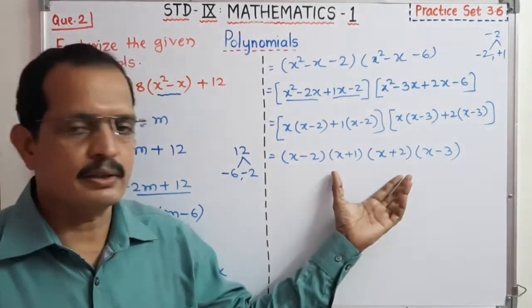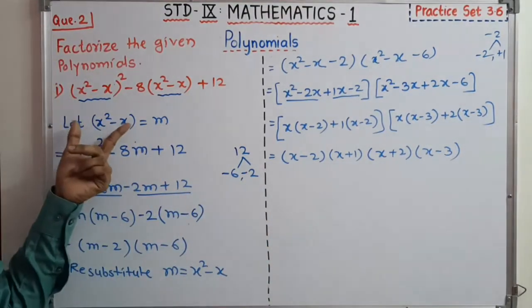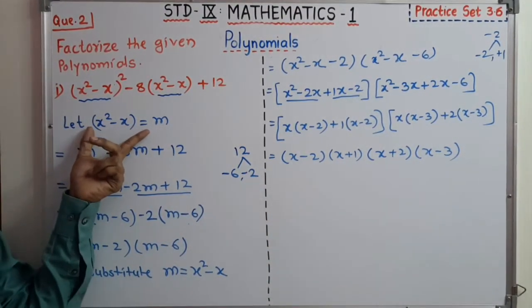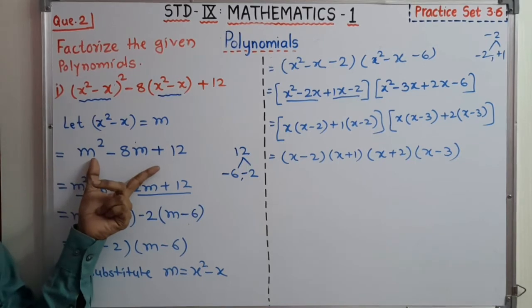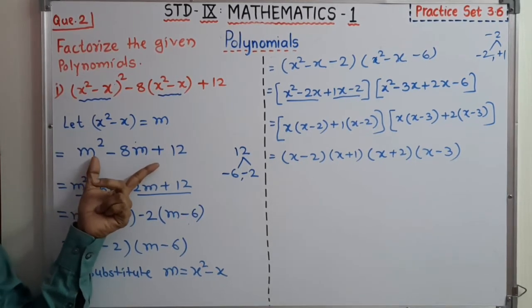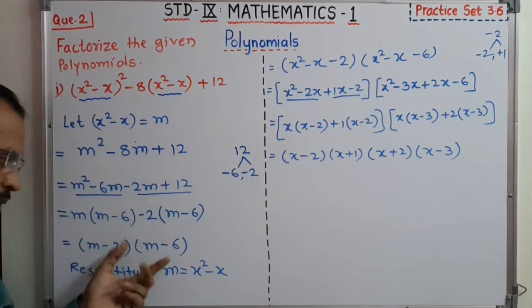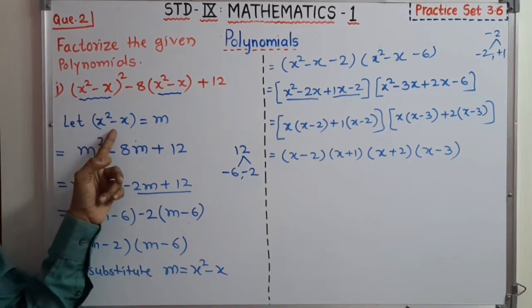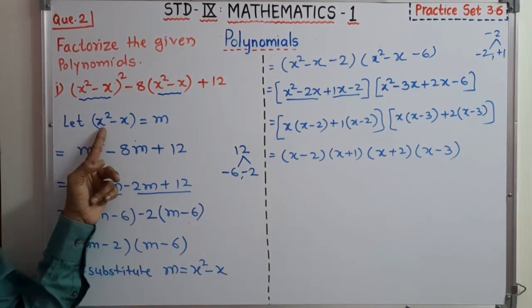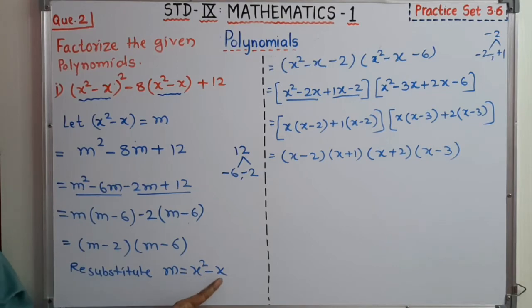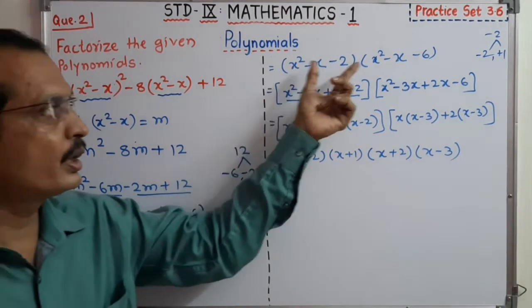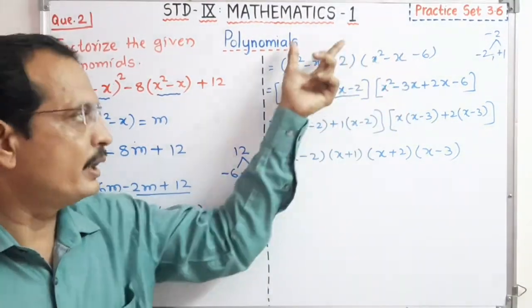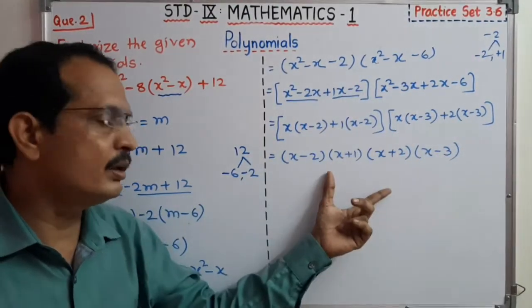We got these factors. See here, the most important thing is this: we have to replace, then write it in a simple form of quadratic polynomial, then factorize this. Again, substitute the original value of m, x square minus x. Then we get two quadratic polynomials again, and then solve them separately. We get the final answer.